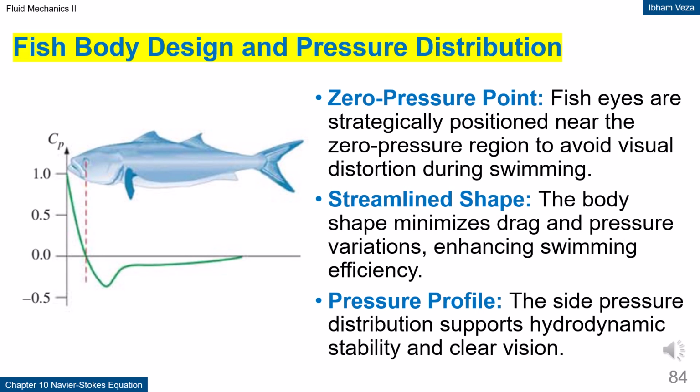Fish body design and pressure distribution. The shape of a fish body is designed to minimize unfavorable pressure variations. The fish's eyes are located near a zero pressure region to avoid visual distortion. The pressure profile along the body helps maintain stability and swimming efficiency. This example shows how nature optimizes the interaction between shape and flow. The same principles are often adopted in vehicle and ship design.